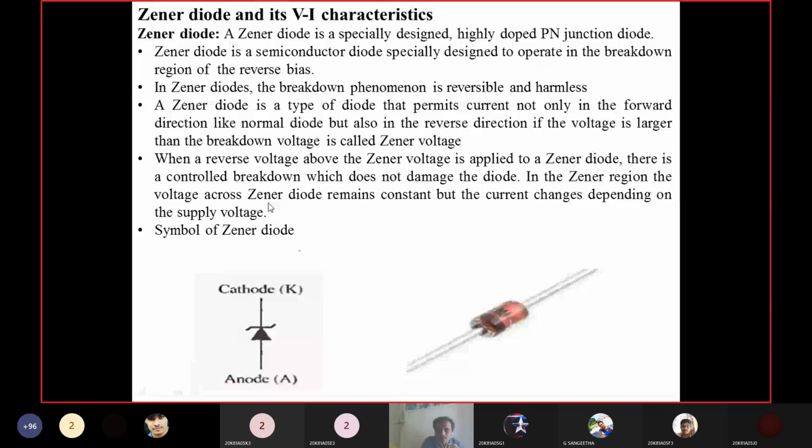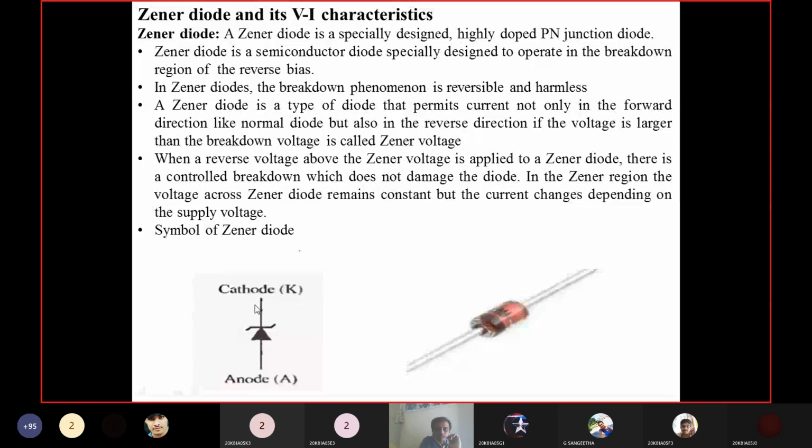The voltage remains constant. In the case of a Zener diode, the voltage drop across the Zener diode remains constant. This is the important one. So when we supply voltage, the voltage drop across the Zener diode remains constant, but the current may increase. Now, what is the symbol of a Zener diode?